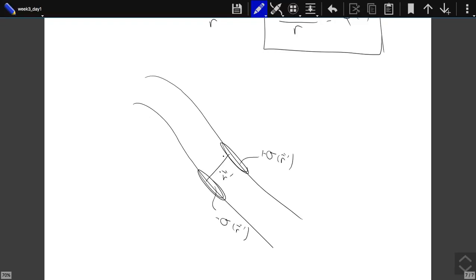And then we have this separation, D. We define this normal vector N from the minus sigma sheet to the plus sigma sheet, perpendicular to the surface. And then we define D as the limit as D goes to 0, sigma goes to infinity, such that D times sigma goes to some constant, D times sigma R prime in the normal direction. This is how we define the dipole density.